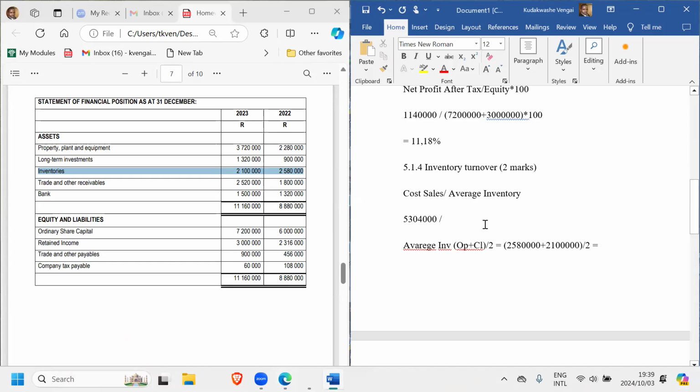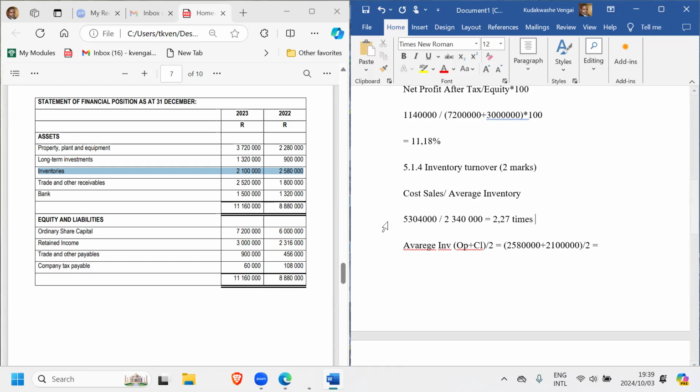So that is going to give you 2,340,123, right? So that's your average inventory. So which means your ratio is going to be 2, so that's your answer there.